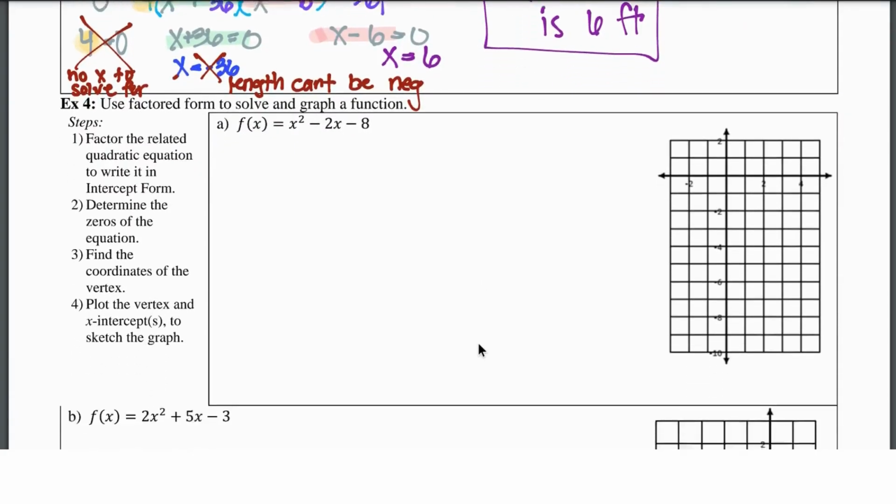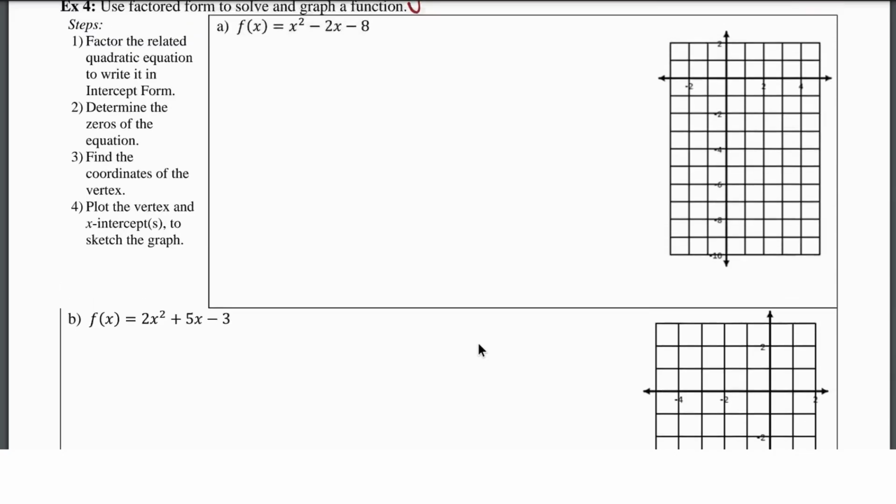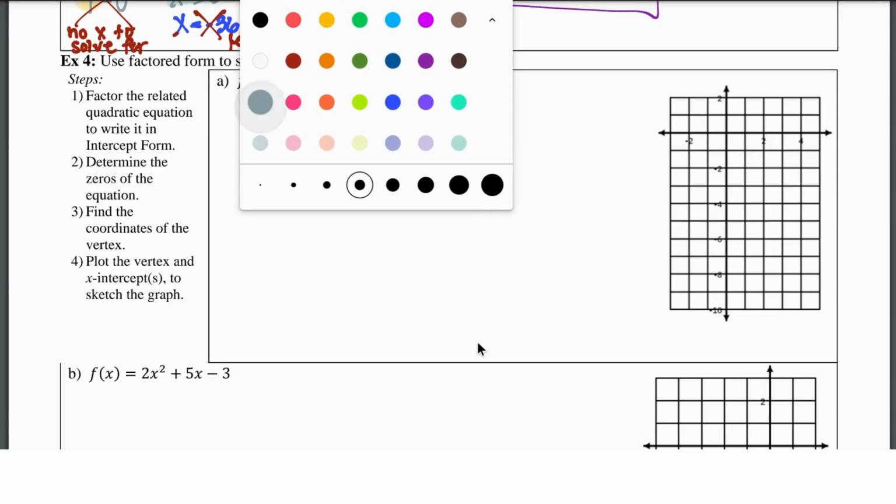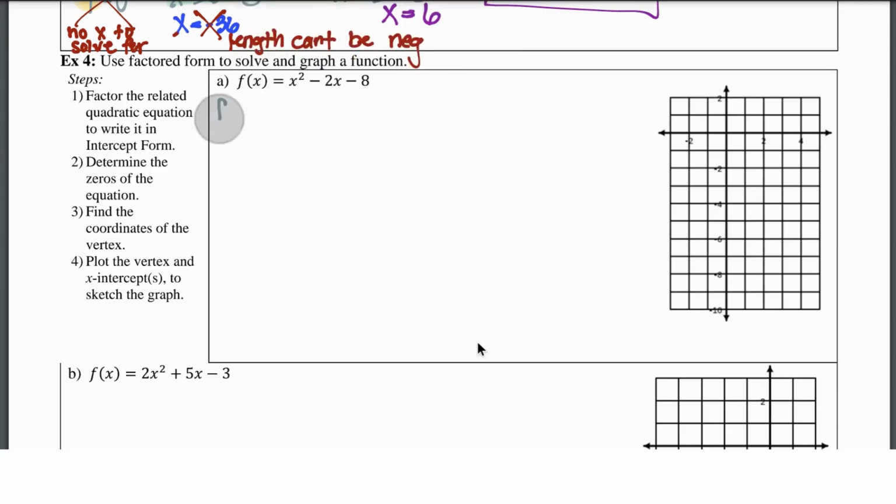So in that problem, we had to write an equation based on the situation that they provided. For example 4, we're going to use factored form, so our intercept form of the graph, to solve and graph a function. So what we're going to do is factor the related quadratic equation to write it in intercept form. We're going to use that to determine the zeros and find the coordinates of the vertex. And so when I'm doing this, I want to write out my factors of this equation. So I want to be able to rewrite f of x as a product of 2 factors.